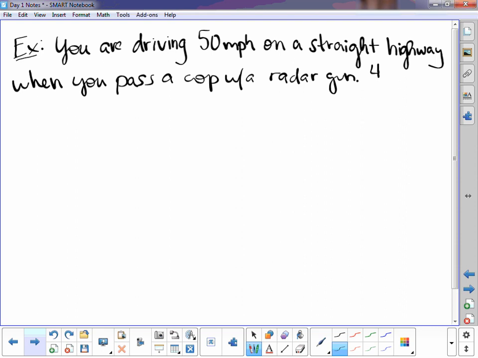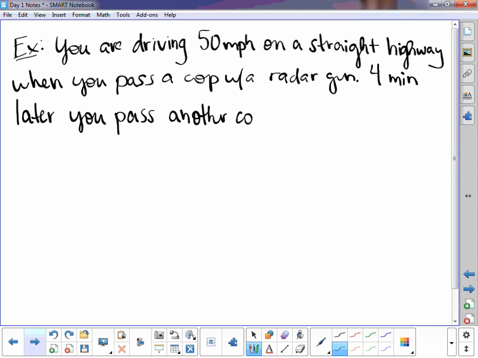Then 4 minutes later, you pass another cop with a radar gun. They're sneaky sometimes. Alright, so 4 minutes later you pass another cop with a radar gun. And again, you're still traveling, or at this point you're traveling 50 miles per hour.